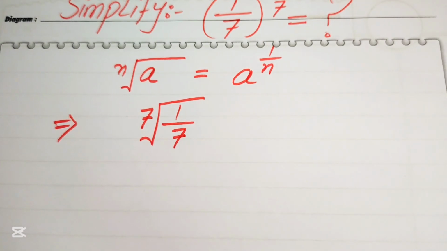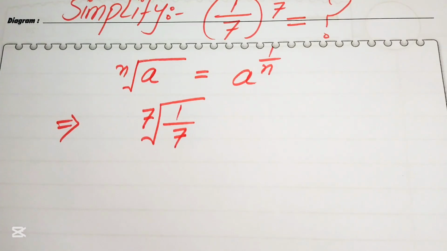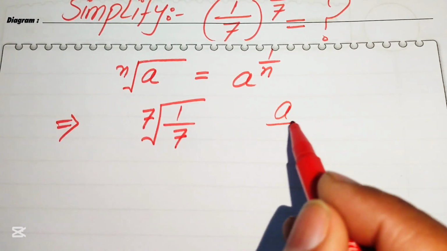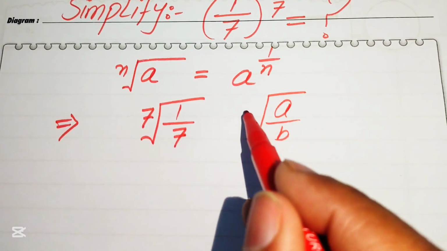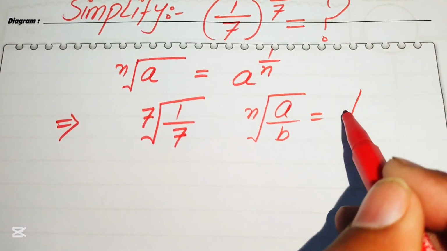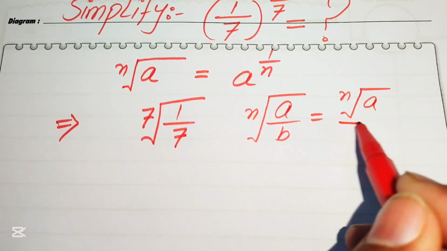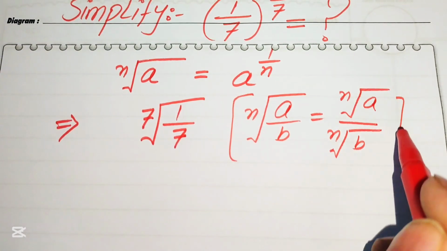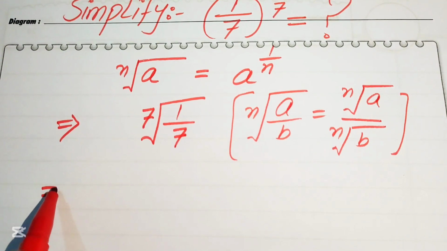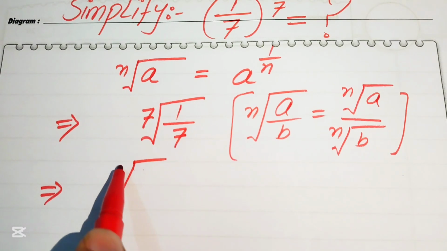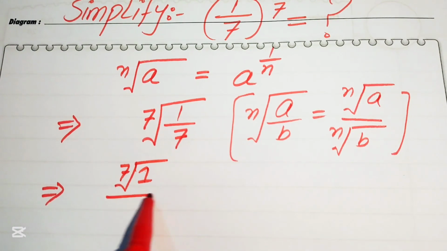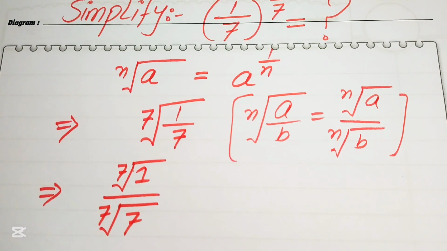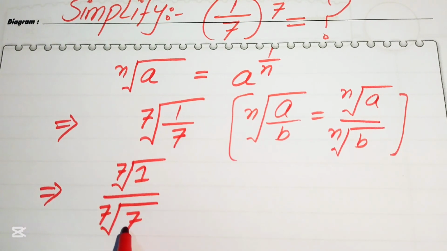another radical law. According to this radical law, if you have a over b and its nth root, we write it as nth root of a divided by nth root of b. So here we apply this radical law on this term, and we separate the 7th root on both of these terms, and we write this in this way. Here you have 7th root of 1 and 7th root of 7.